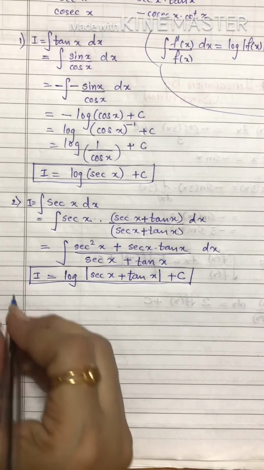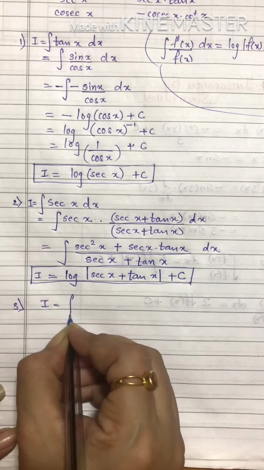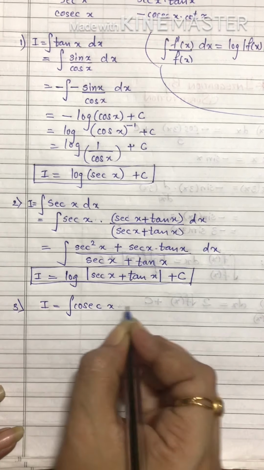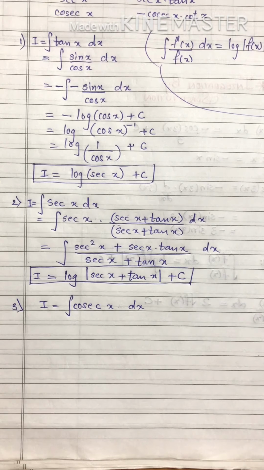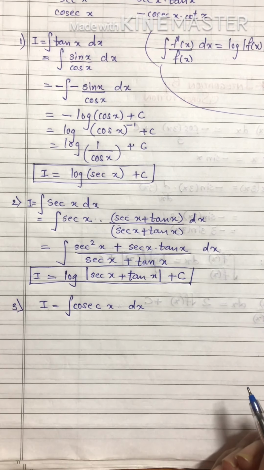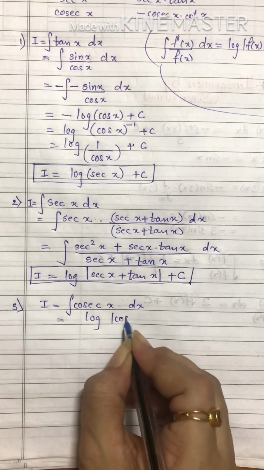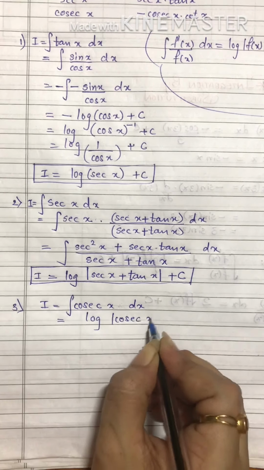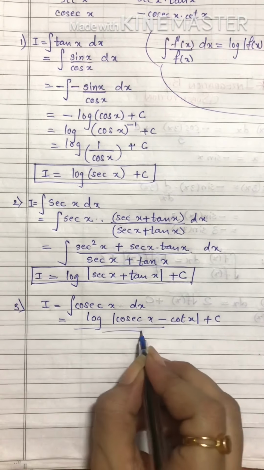Okay, and in the same manner, finding integration of cosec x. Just try what could be the answer. Fine, I am giving you the answer. It is log cosec x minus cot x plus c. Let's see if you can do it on your own.